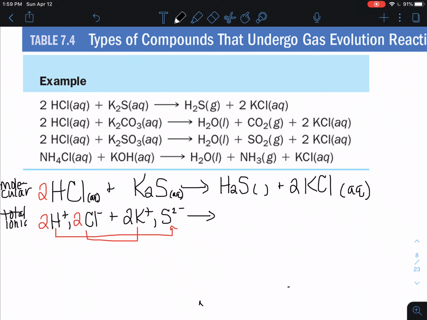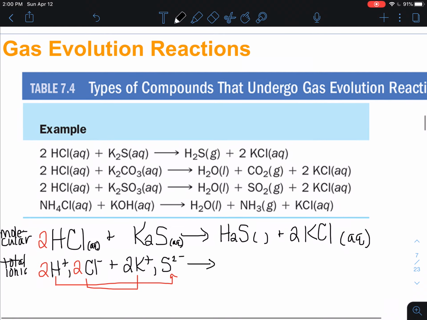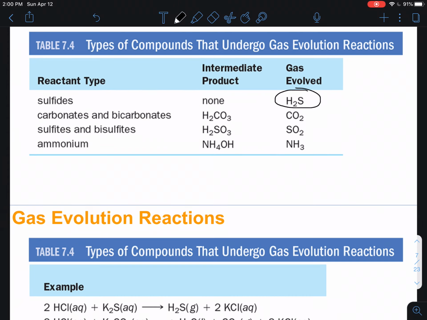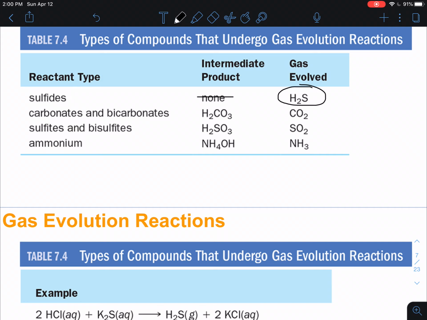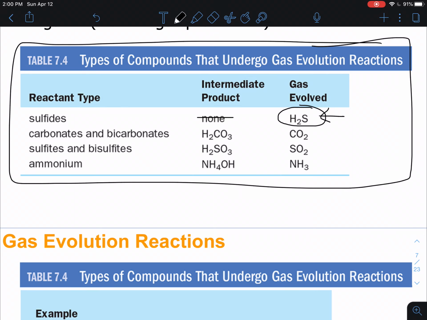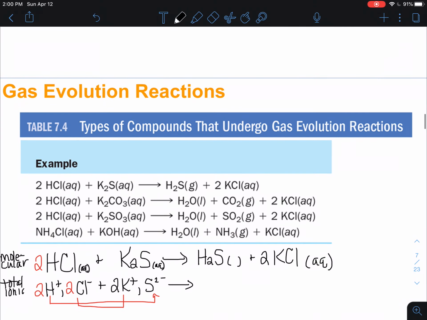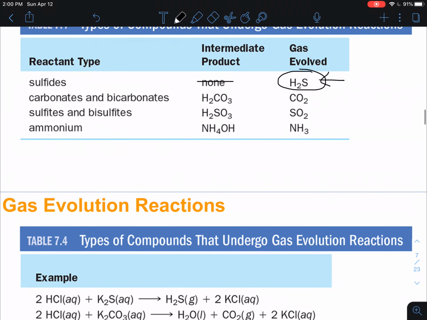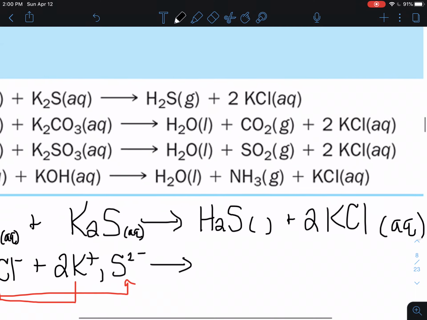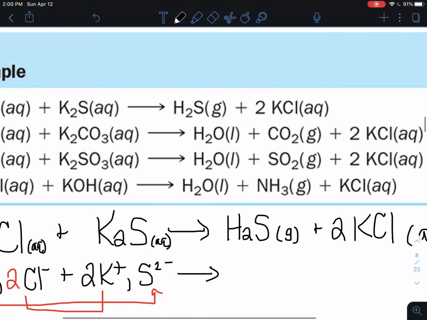And the big question is, what is this H2S? This is hydrogen sulfide. So this is actually a direct gas forming product, because there was no intermediate product. It just formed this. You'll probably be given a table like this anyway. So if you were like, oh my gosh, I don't know what H2S is, you'd have to consult this table and recognize that it is a gas. So since it's a gas, put a G here.